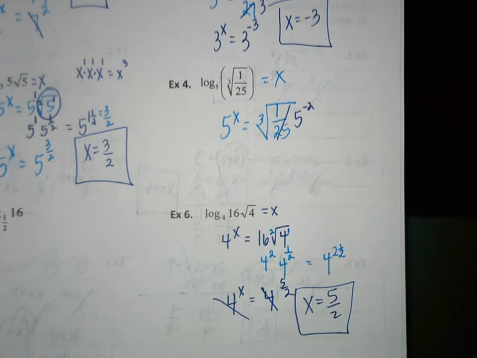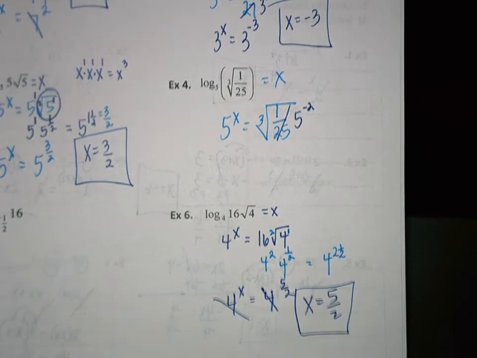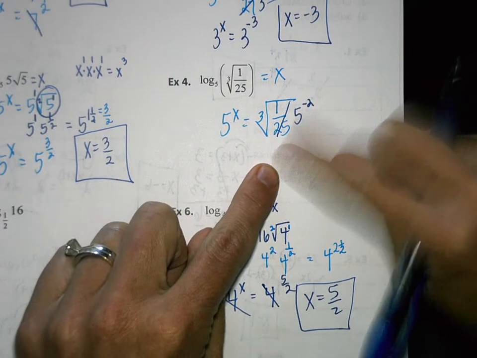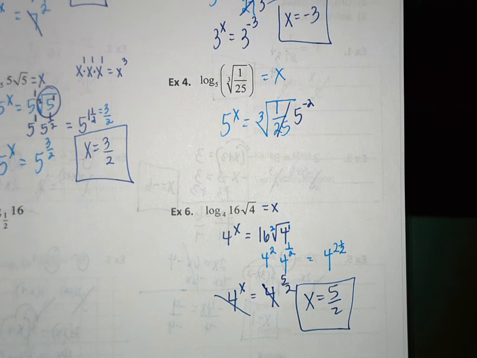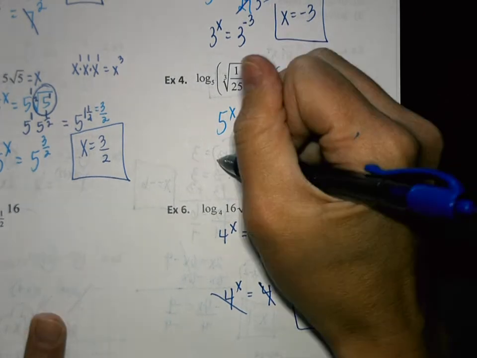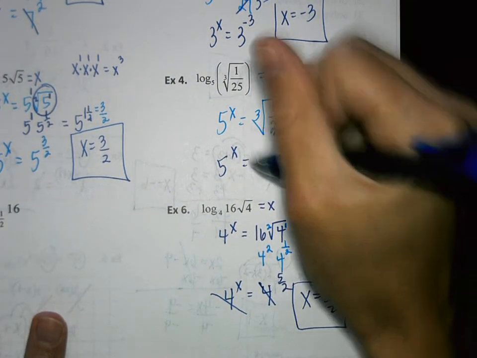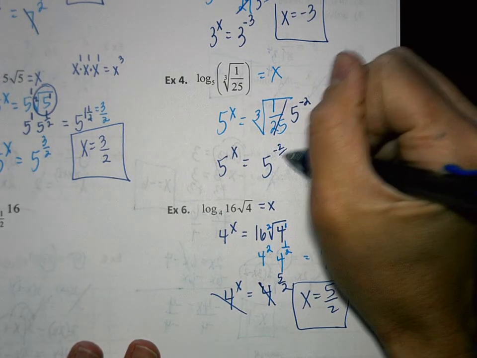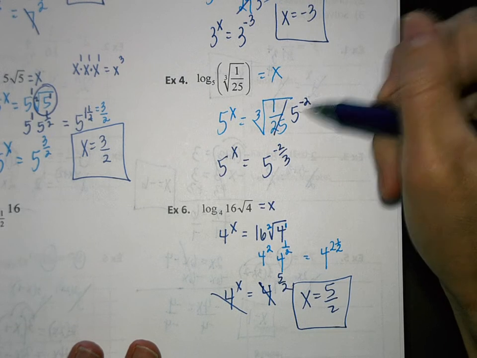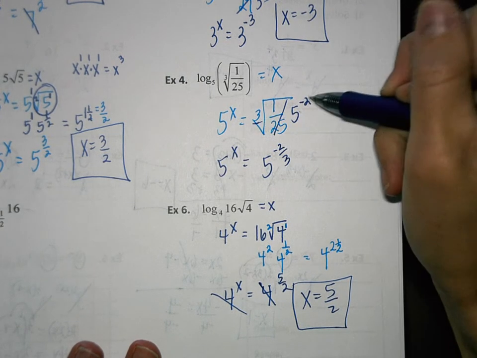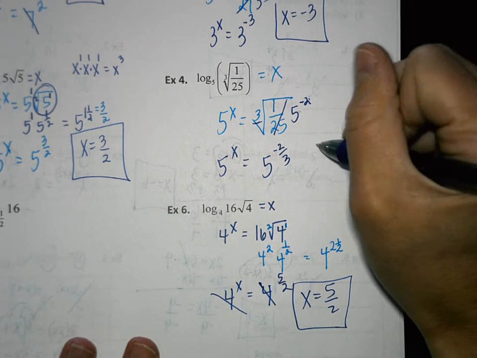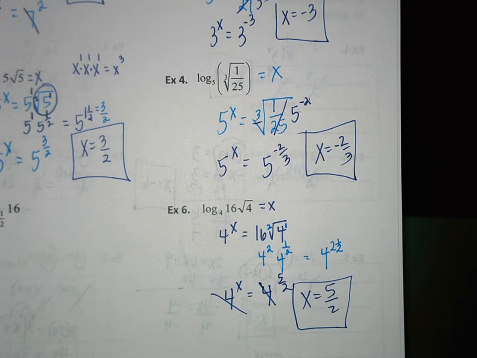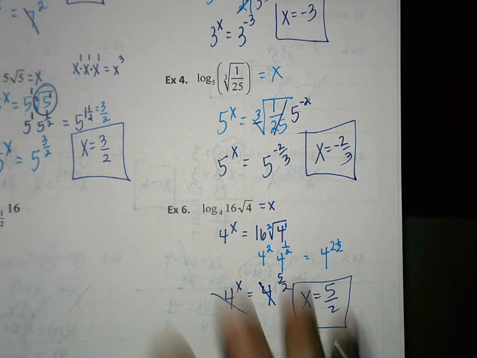Is everyone okay with that? So 25 is 5 to the second, but we don't want it as a fraction, and so it's going to end up being 5 to the -2 power. So when I change that to be exponential form, it's going to be 5 to the what? -2/3. That is my exponent, and then that is my root. So this goes to the top, this goes to the bottom. x equals -2/3. Any questions?